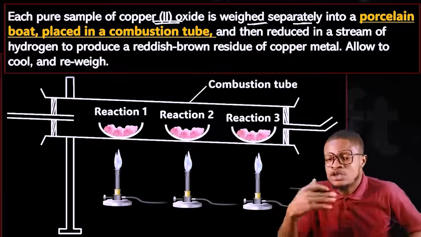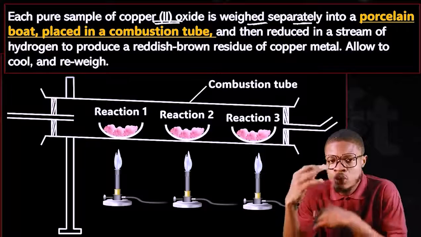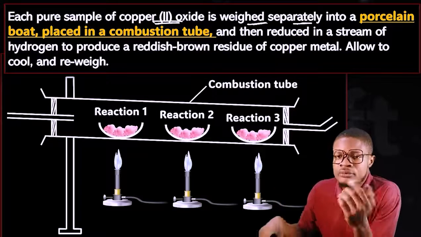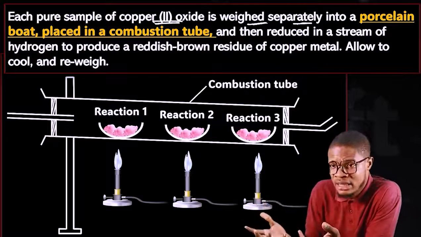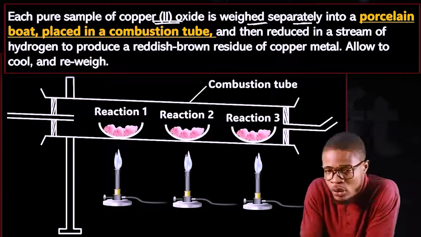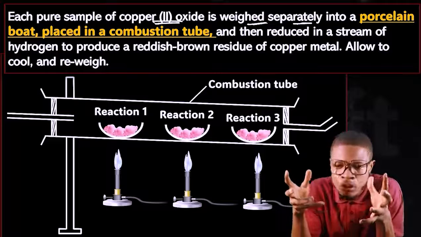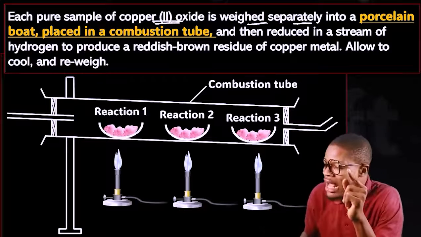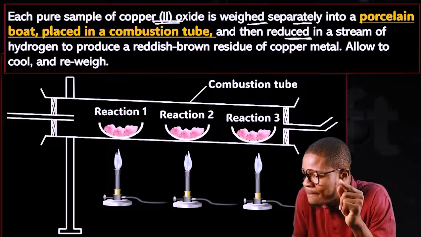First and foremost, this is your combustion tube. The pure samples of your copper(II) oxide, all of them must be pure. I have weighed them separately in a porcelain boat that is placed inside my combustion tube. Are you seeing it now? And that's not all. I will now start to reduce them.